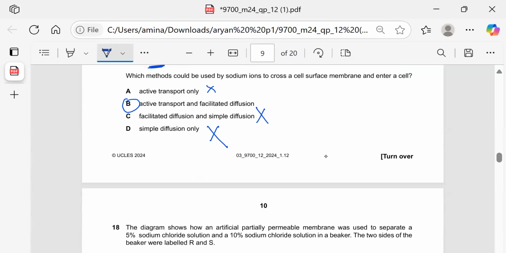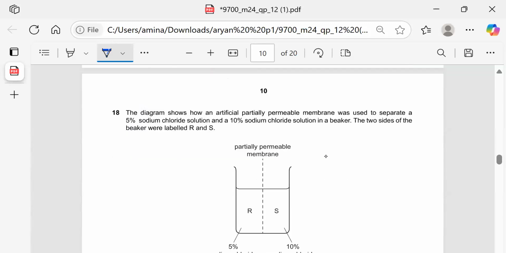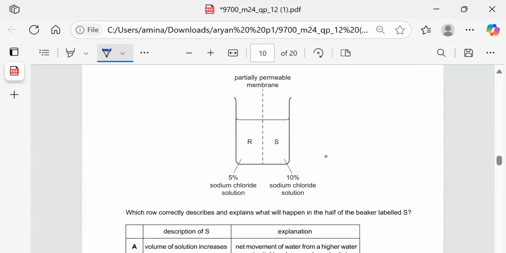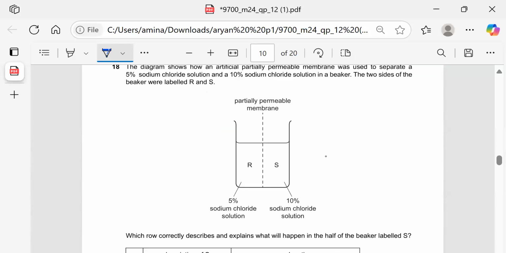We are going now ahead with question number 18, which is a relatively easier question. They have given you beakers. In one of the beakers, I can see a 5% sodium chloride solution. In the other beaker, I find a 10% sodium chloride solution.